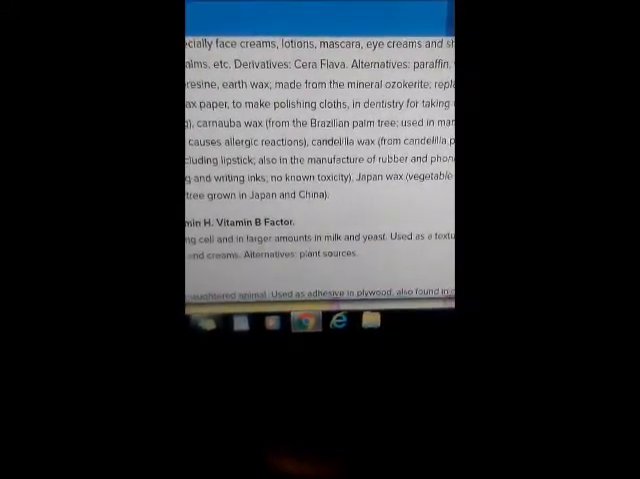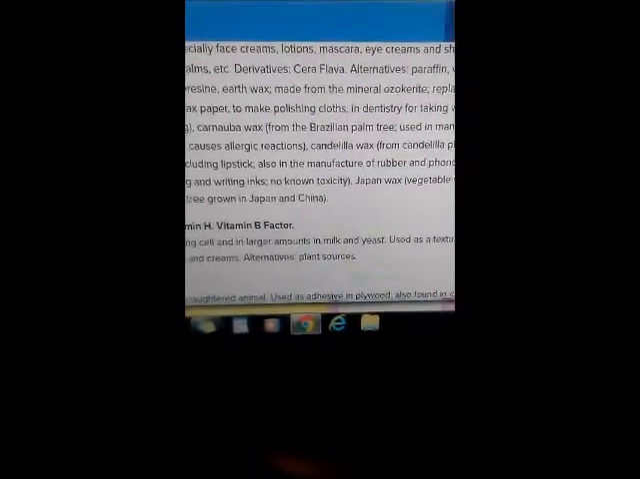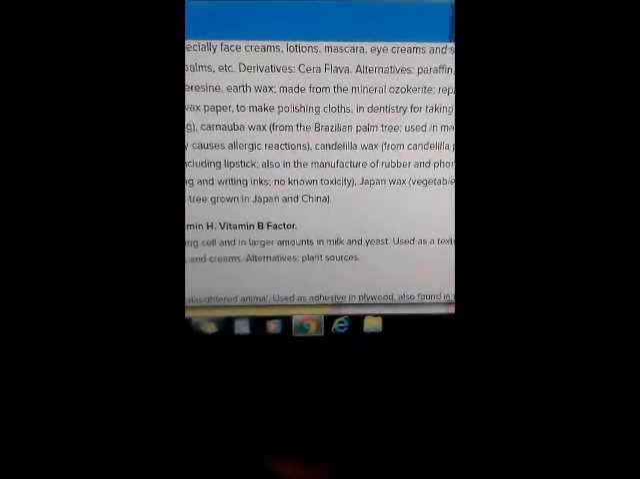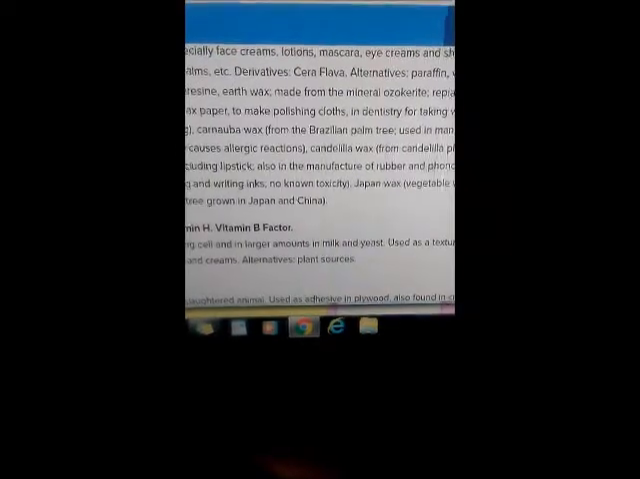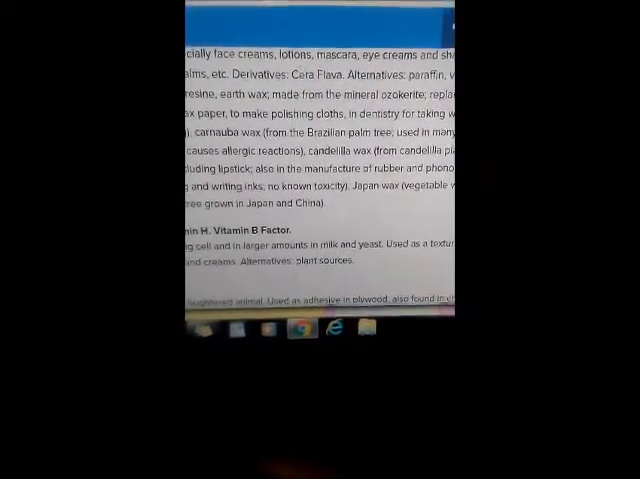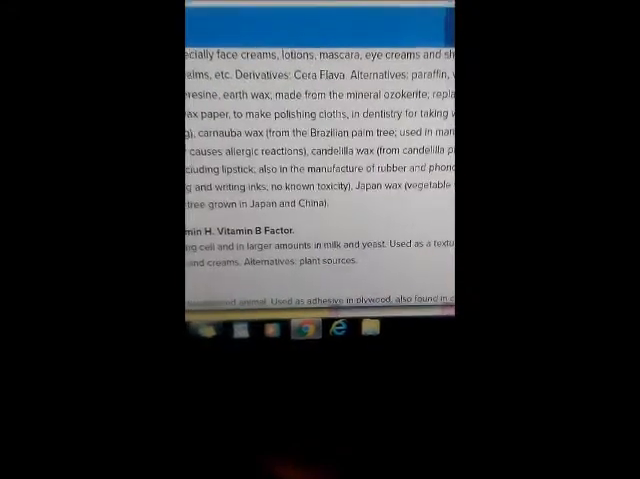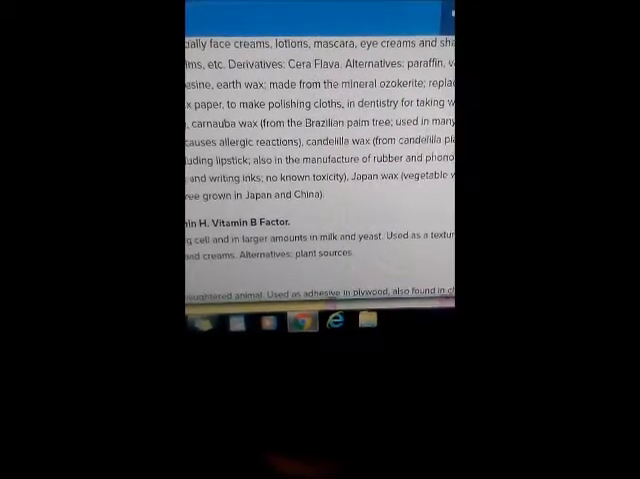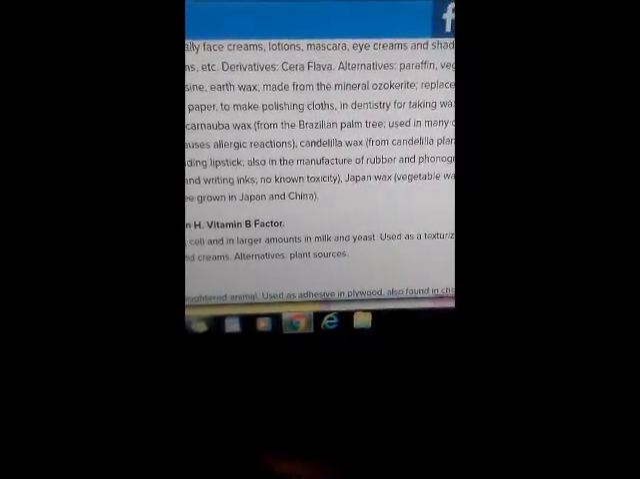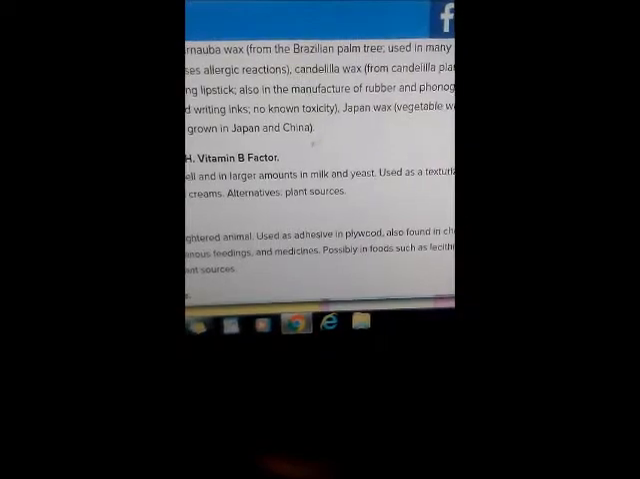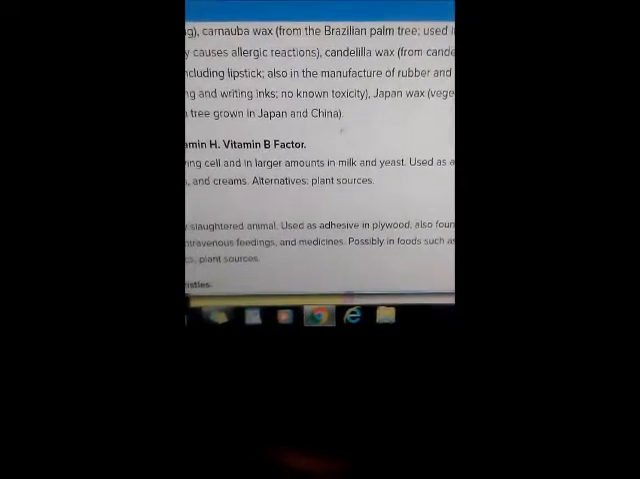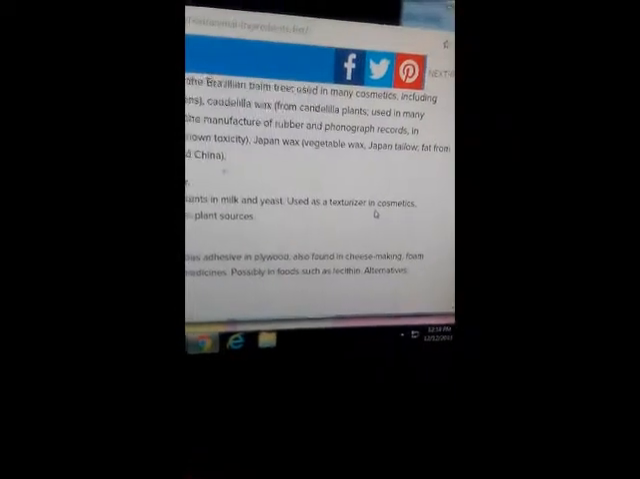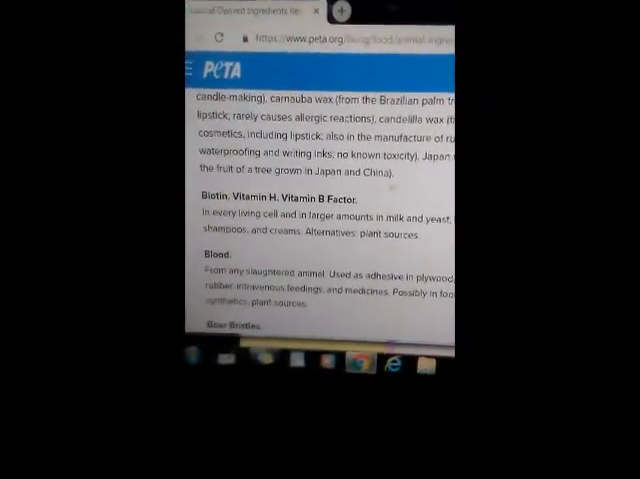But you've got biotin, vitamin H, vitamin B factor, and it says in every living cell and in large amounts in milk and yeast. Now remember, y'all, cow's milk and stuff like that. They put all kinds of pus into it. You've got the chemicals, the hormones, you've got blood that comes out into these milk products as well, and these things are used also in your products, okay? And so you're adding unclean things into your products that you think are set apart. Used as a texturizer, in cosmetics, shampoos, and creams. Alternatives: plant sources.